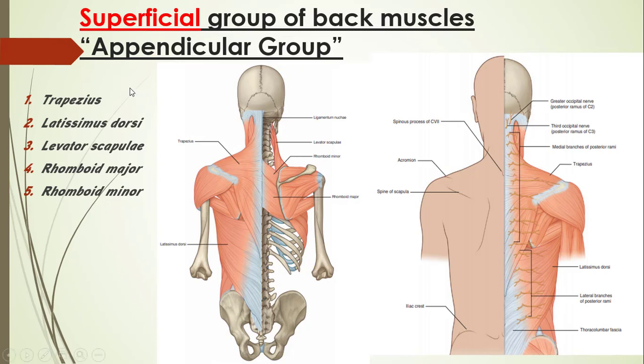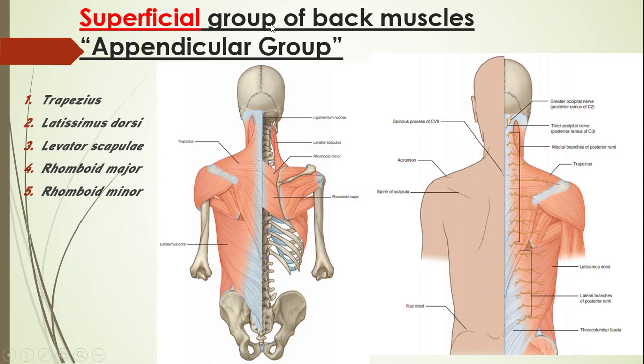We have 5 muscles in the superficial group: the trapezius, latissimus dorsi, levator scapulae, rhomboid major, and rhomboid minor. Now the rhomboids and the levator scapulae are located behind the trapezius muscle in the superior part of the back.